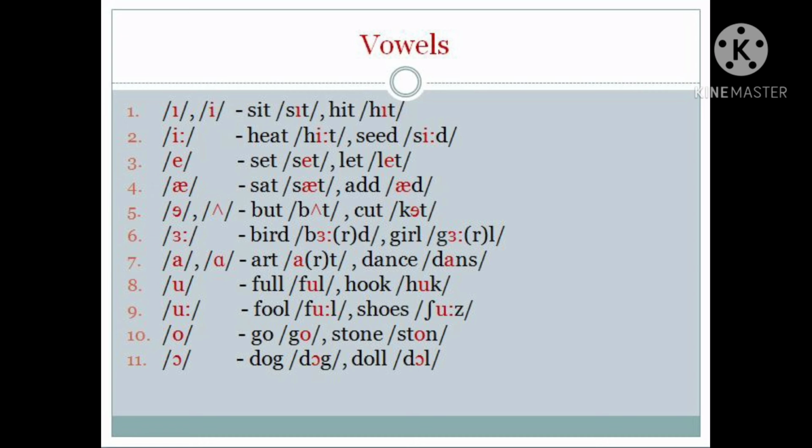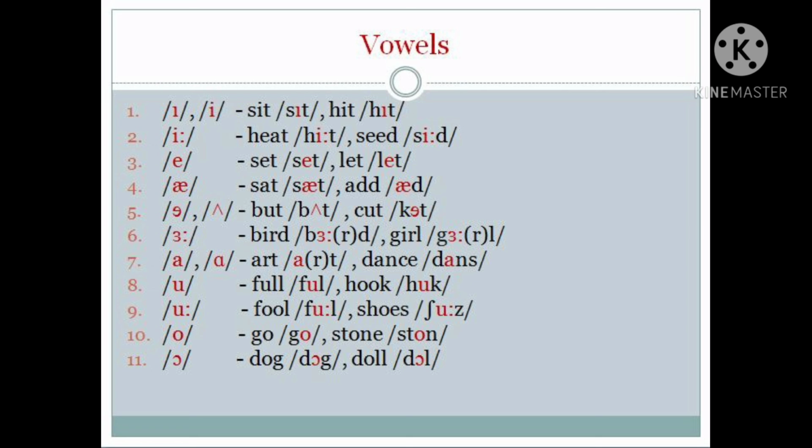The ninth one is once again the elongated version of the eighth sound. While the eighth sound was pronounced as oo, the ninth one is pronounced as oo. Examples include words like fool and shoes. One can notice a long oo in both of these words.